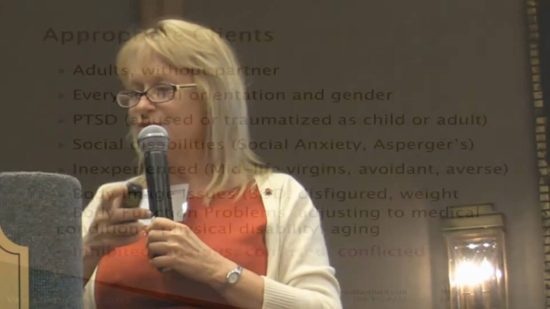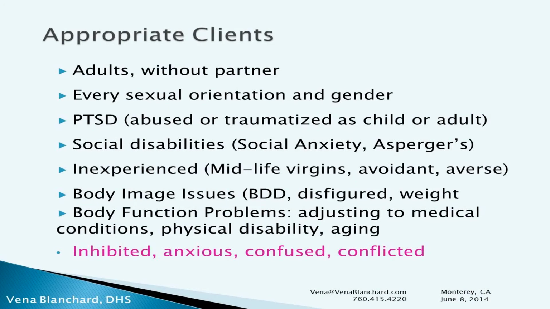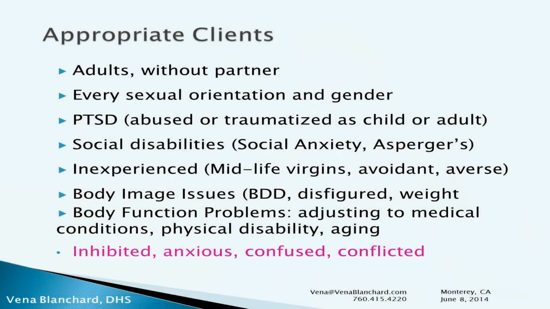Clients can be quite disturbed. We all know that. And certain clients aren't appropriate to work with surrogate partners. Let's talk about who is. They have to be adults. And they generally are adults without partners. We'll talk about why that is a tiny bit. But if they have a partner, they should work with their partner. Grow their relationship. Make it better, more powerful. Let their partner participate in knowing them and becoming a better intimate partner with them. It can be every sexual orientation and gender of all the various kinds.